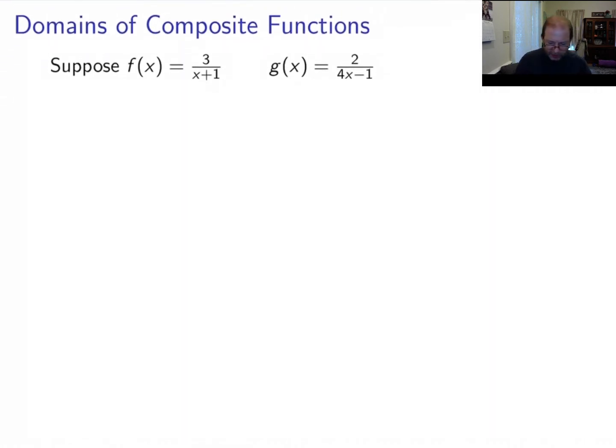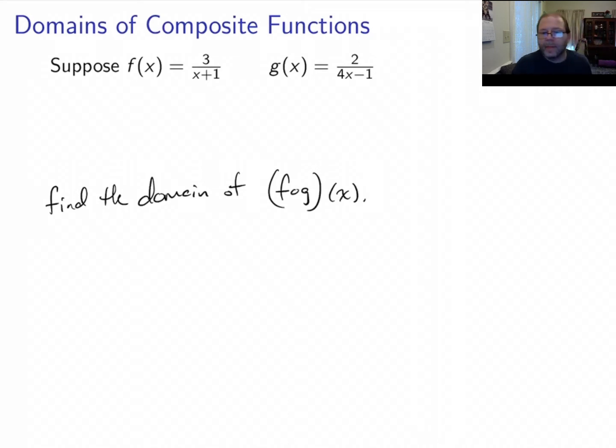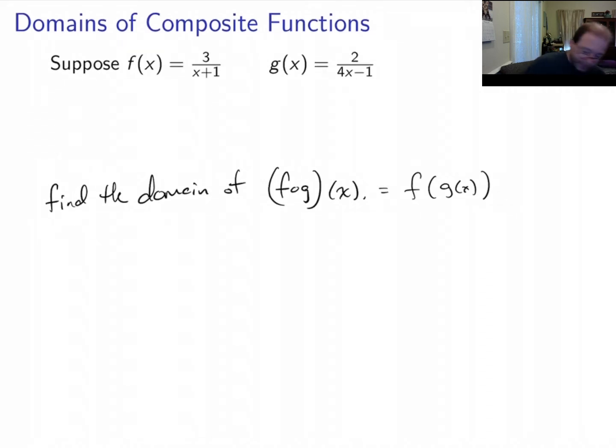Okay, so suppose we have these two functions here, and we wanted to look at f of g of x. I want to find the domain of f of g of x. Now there are two things we have to look out for. First off, notice g is our inside function. So first up, we have to exclude anything that is not in the domain of g. Exclude numbers not in the domain of g.